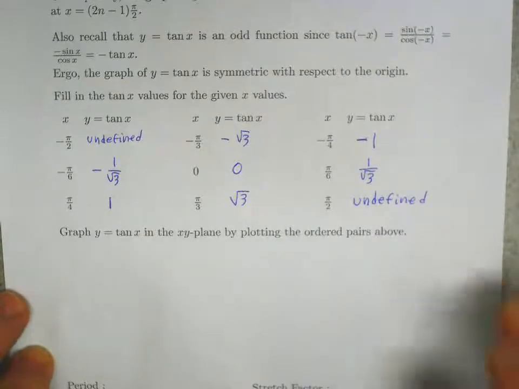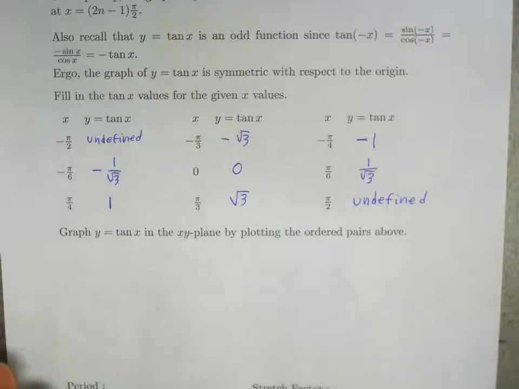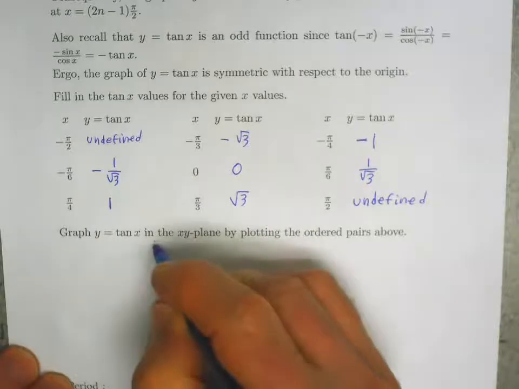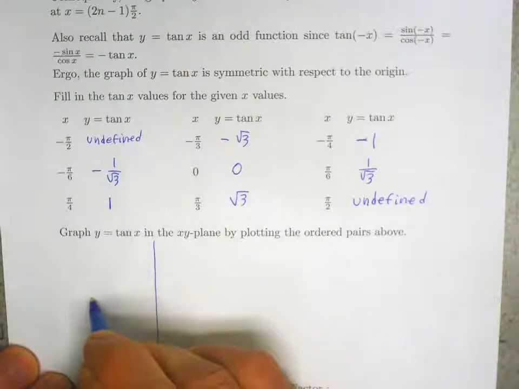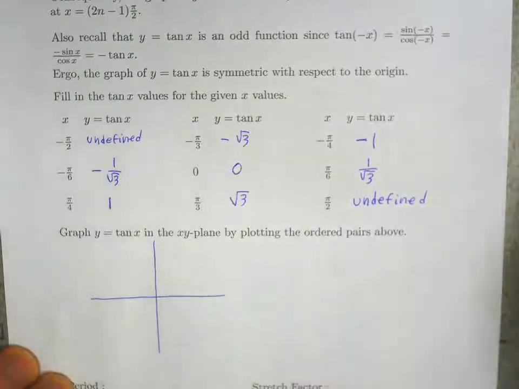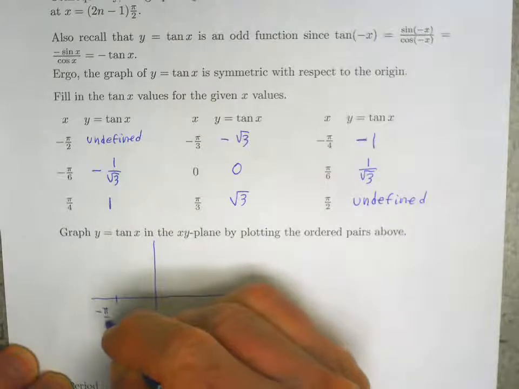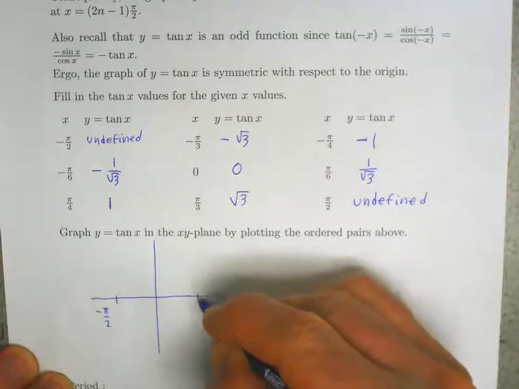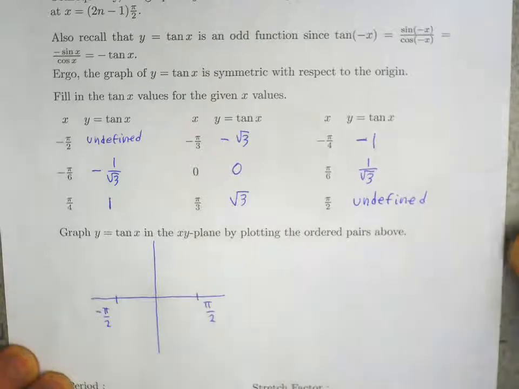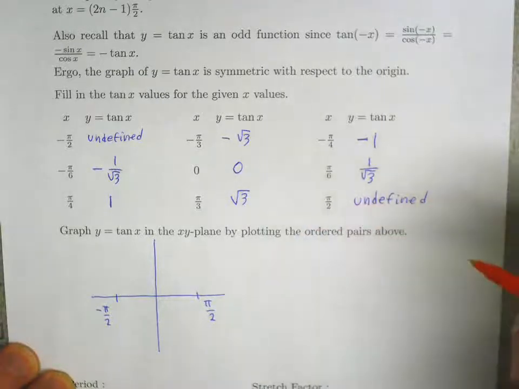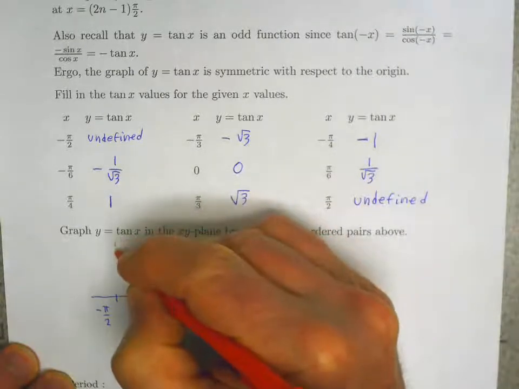Okay, so now we can graph a period of the tangent function. We have vertical asymptotes at negative pi over 2 and pi over 2, because tangent of x is undefined at negative pi over 2 and pi over 2. So we have vertical asymptotes.